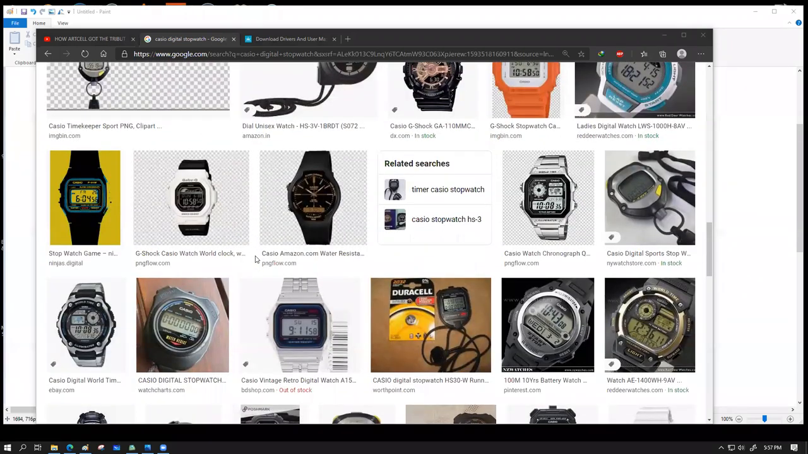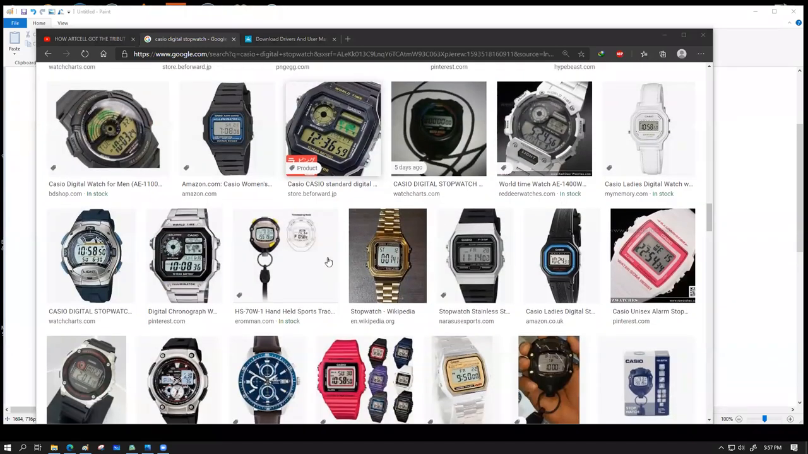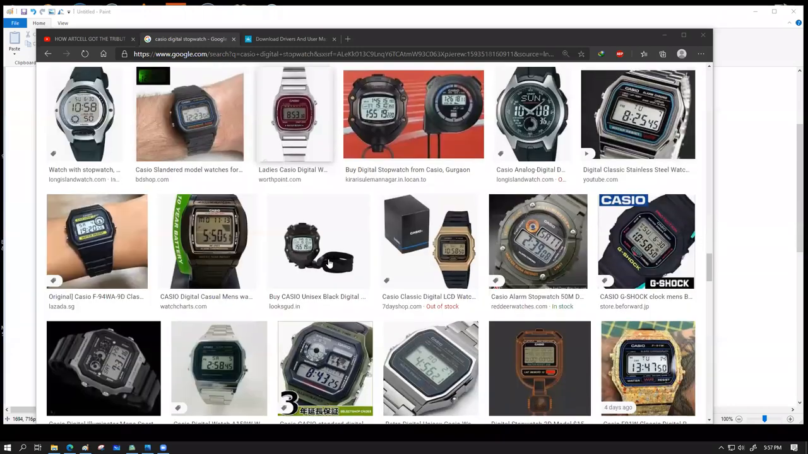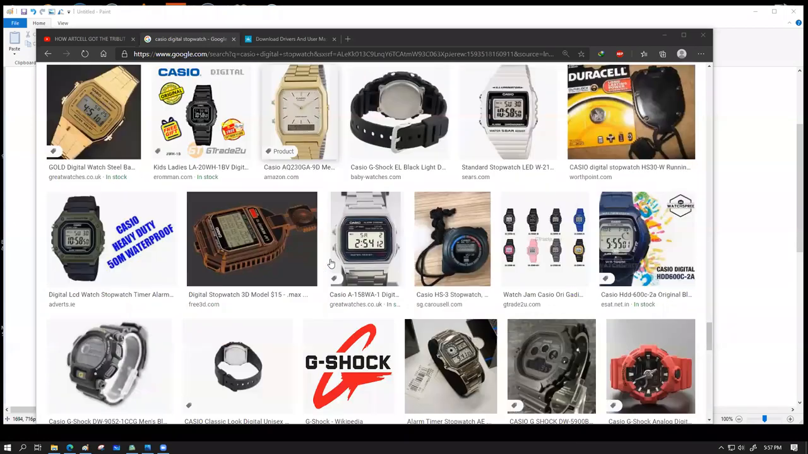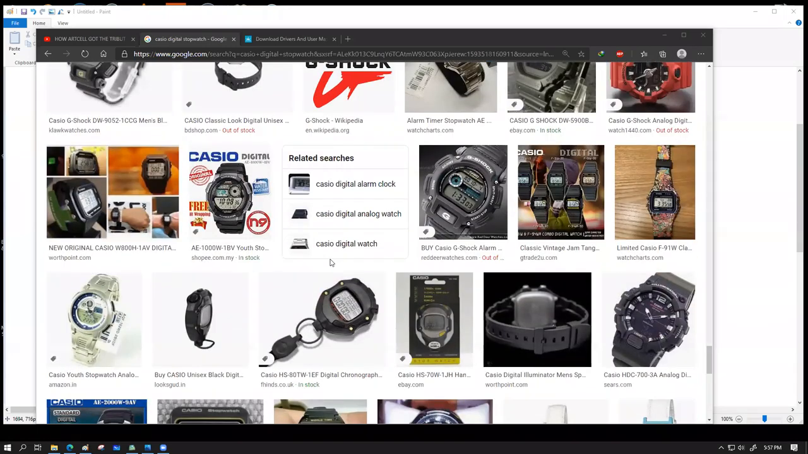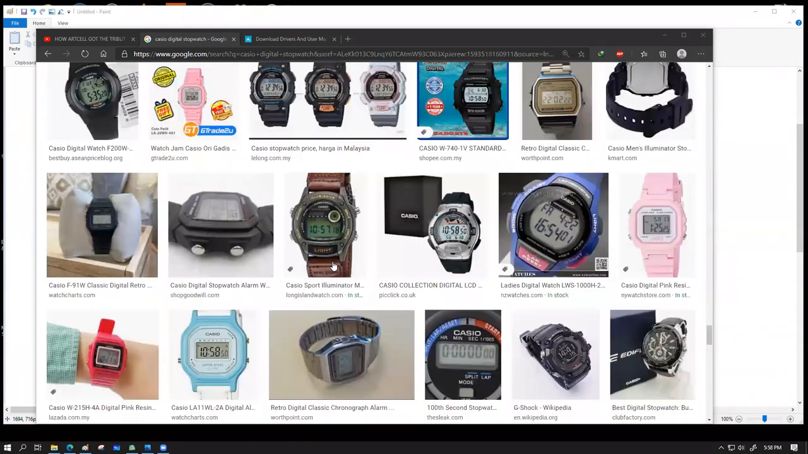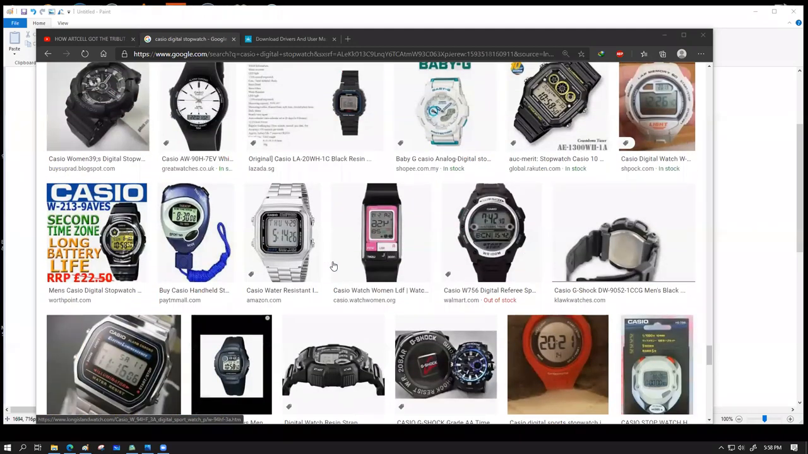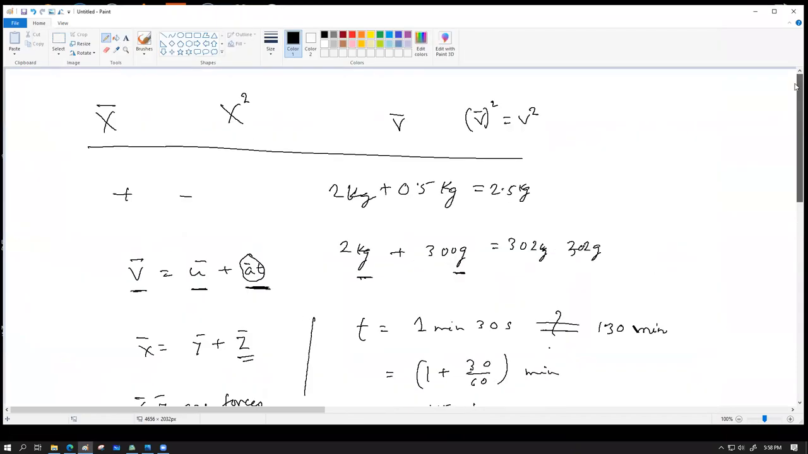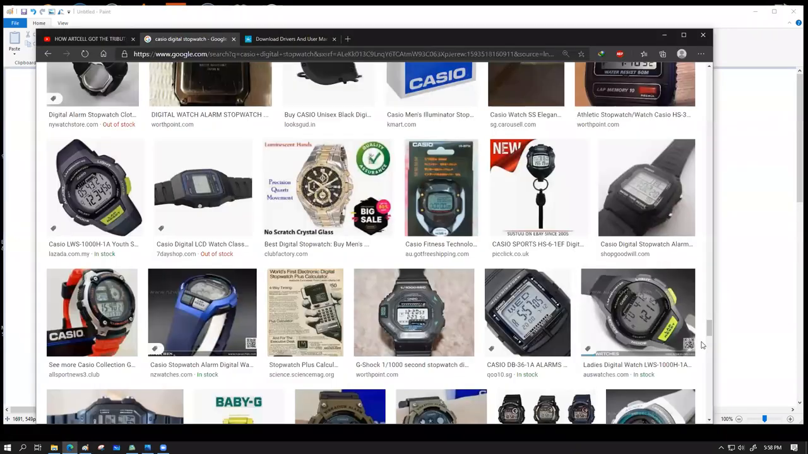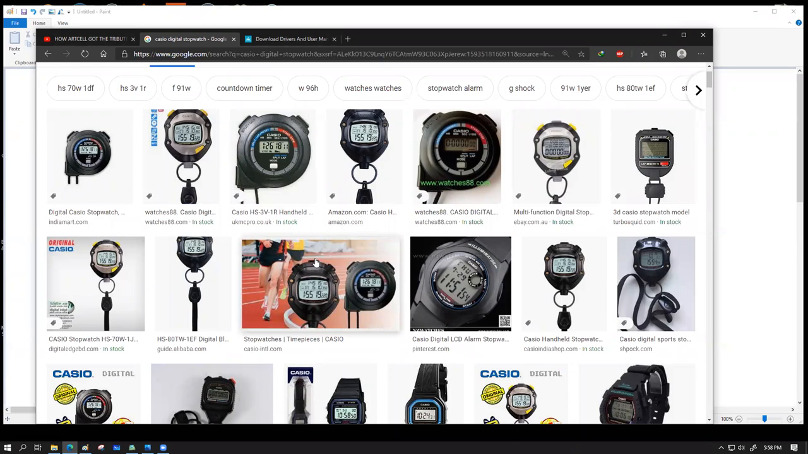Why can't I find this? So I cannot find the exact model. I don't know why, it's pretty prominent. Why wouldn't they give it? Never mind, I'm going to use the first picture anyway.